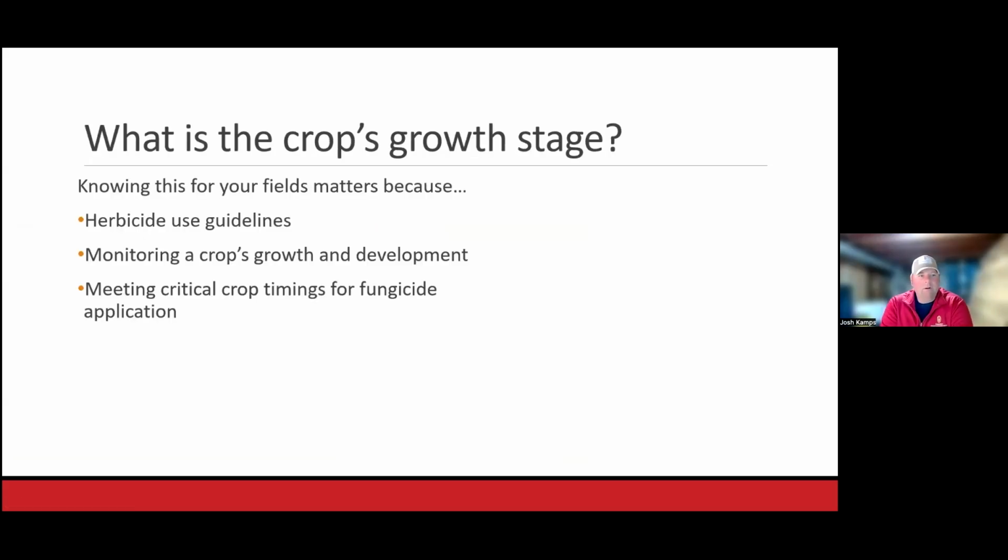Okay, now getting into that crop's growth stage. Knowing this for your field matters because, why does it matter? Well, I have a few reasons here that I wanted to include. There probably are a few others, but we're going to start with these for today. So thinking about corn and soybeans, even some of our small grains, our herbicide guidelines are very specific for what growth stage those crops can be in.